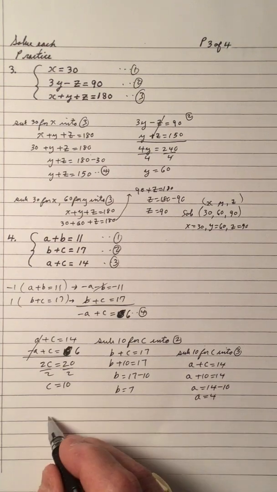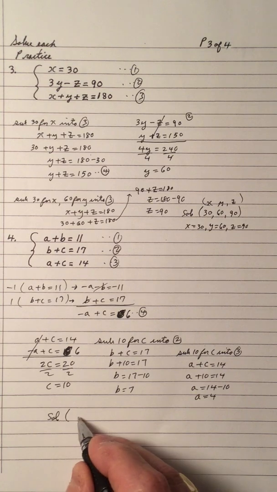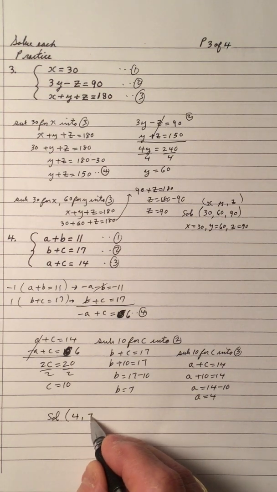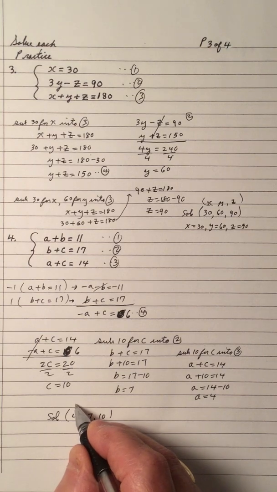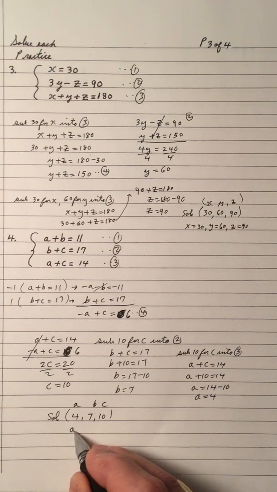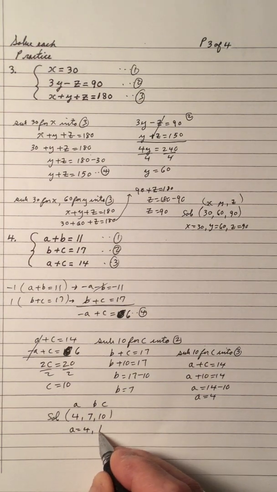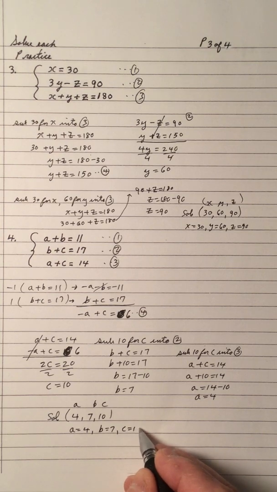So we have an A, a B, and a C. So the solution: A is 4, B is 7, C is 10. Again, in terms of the letters like X, Y, and Z, this is A, B, and C. Or you can write out A is 4, B is 7, and C is 10.